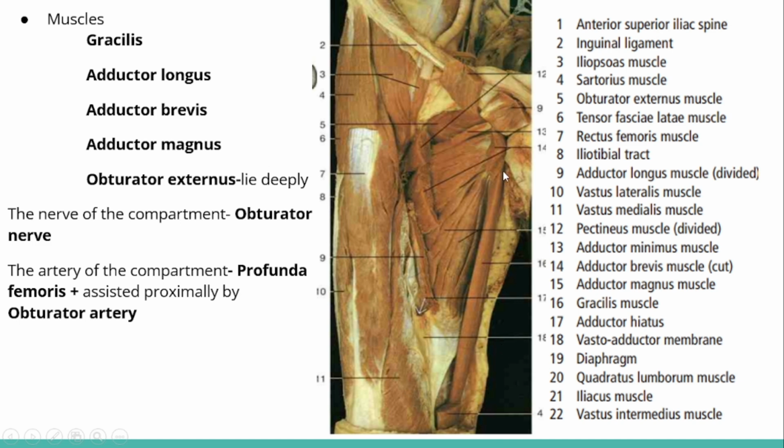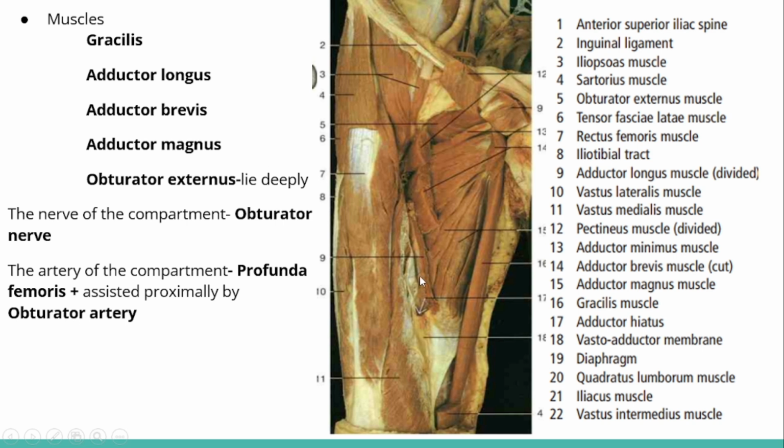Now you can clearly see, from the medial aspect, this is the most superficial muscle, the gracilis muscle. It is a long muscle extending from the pubic region towards the distal end of the thigh, and this is the adductor longus muscle. The muscle is cut and reflected here.